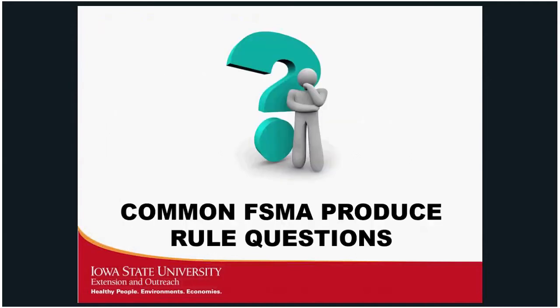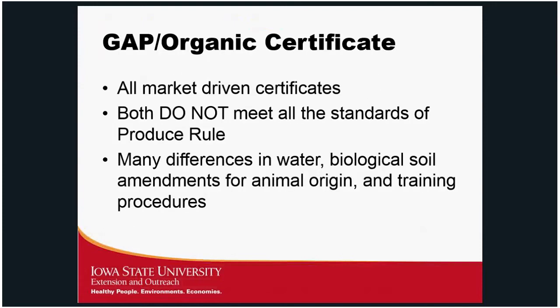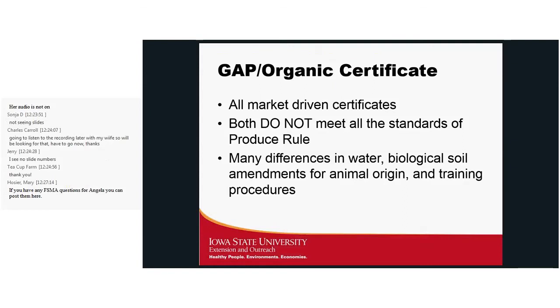Perfect. Thank you. So what are some of the common FSMA produce rule questions that we get? I'm going to go through these fairly quickly. I get a lot of questions related to GAP certification, organic certification, and what is the difference between those and the FSMA produce rule. So the first thing you have to recognize is GAPs and organic certification are all market-driven certifications. Both certifications do not meet all the standards of the produce rule. I repeat, they do not meet all the standards of the produce rule.